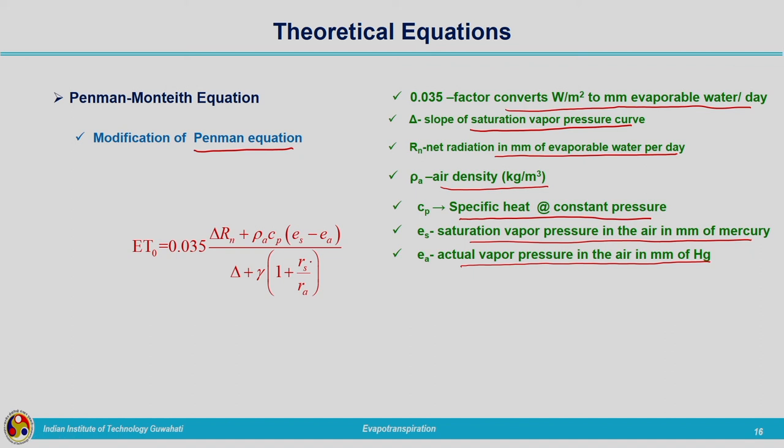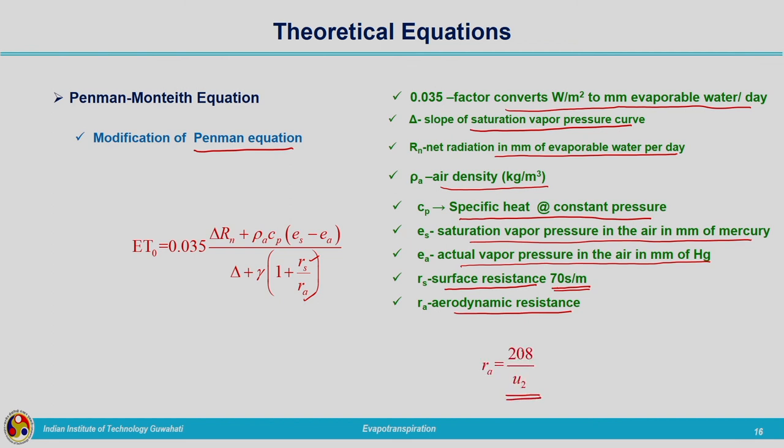Then two other terms are the Rs and Ra. What do they represent? Rs is the surface resistance, that is the value is 70 seconds per meter, and Ra is the aerodynamic resistance, that can be calculated by using this formula, 208 divided by U2. U2 is the wind velocity. So in the denominator the wind velocity is coming, that is why the resistance unit is in seconds per meter. Rs is the surface resistance and Ra is the aerodynamic resistance.